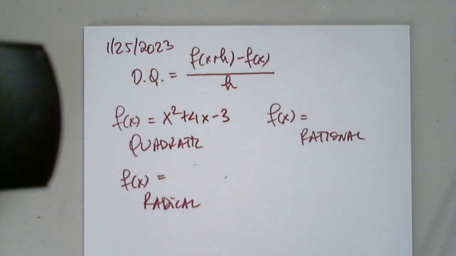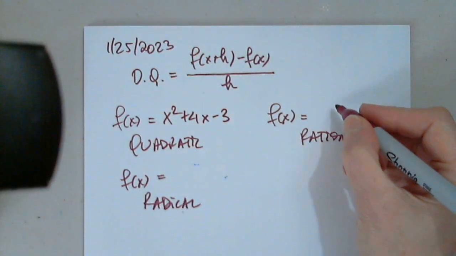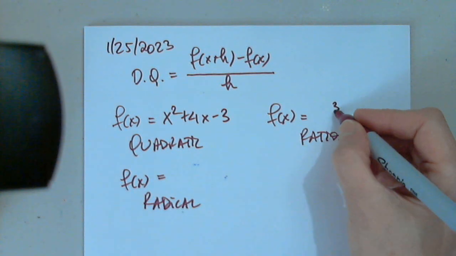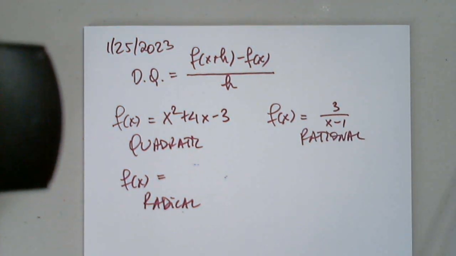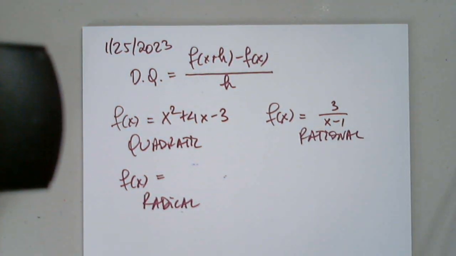I refuse to believe that no one knows or remembers any rational function. 3 divided by x minus 1. Awesome. Excellent. It's a ratio of two polynomials, and it has to have x in the denominator. Brilliant. Who was that? Samuel. Very good. And who gave me the quadratic function, please, one more time? Sloan. Very good.